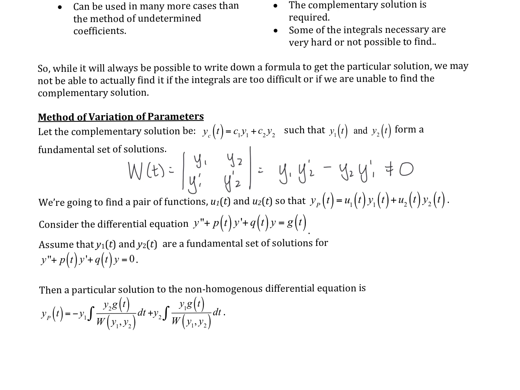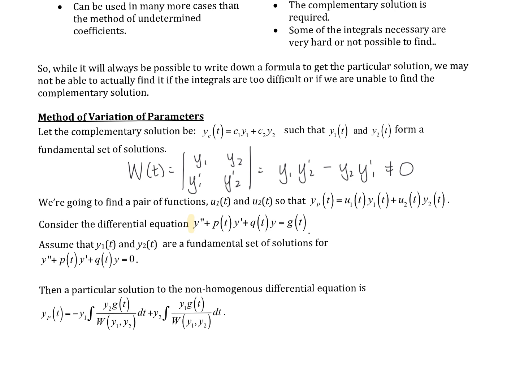And then what we're going to do is take a pair of functions, some function u sub 1 and some function u sub 2. We're going to write our particular solution so that u sub 1 and u sub 2 are the coefficient of y sub 1 and the coefficient of y sub 2. And we're going to make sure that we start with our differential equation of y double prime plus p of t, y prime plus q of t, y equals g of t. You'll notice here that the leading coefficient is 1.